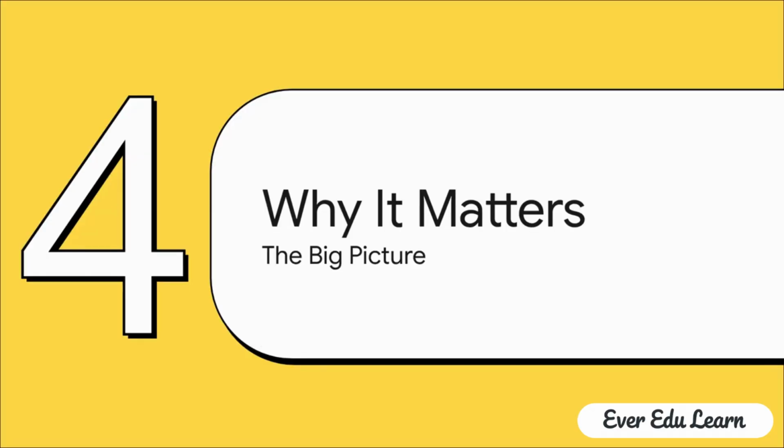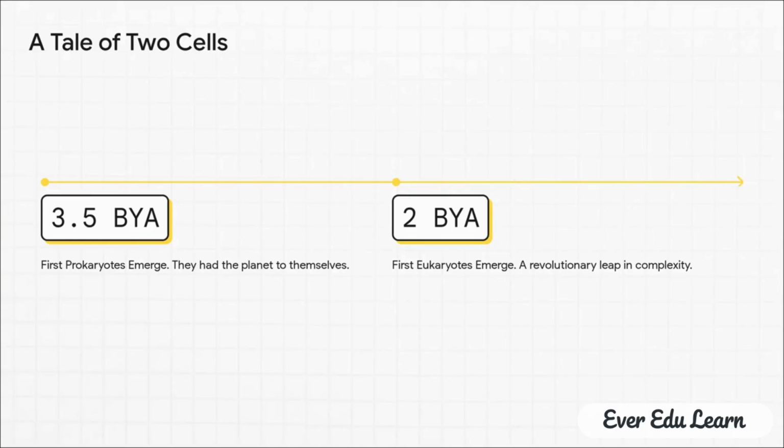So, a simple cell and a complex cell. Big deal, right? Why is this distinction so fundamental? Why does it matter so much in the grand scheme of things? Well, it all comes down to time, a lot of time. For about 1.5 billion years, prokaryotes had the entire planet to themselves. Eukaryotes are the relative newcomers, a revolutionary leap in complexity that changed absolutely everything.